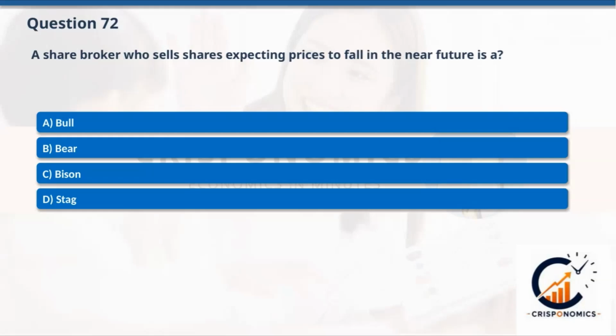Let's talk about a share broker who sells shares expecting prices to fall soon. This is known as taking a bearish position. So the correct answer here is a bear. A bear expects the market to go down, and they act accordingly. On the other hand, a bull expects prices to rise. The stag and bison aren't terms used for market expectations. So when someone sells shares anticipating a drop, they're acting like a bear.